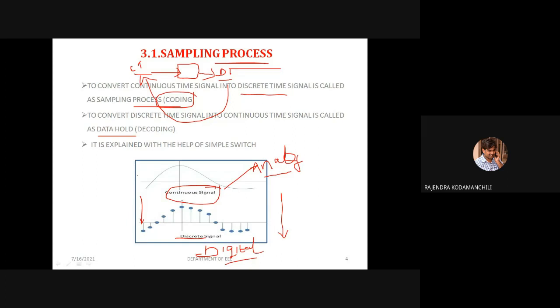The point is very simple. Sampling process means, as we all know, whatever signals are available around and surrounding us are continuous in nature. Here, it is continuous in nature. Now this continuous-time signal is converted into a discrete-time signal. Discrete means I represent the signal with a dotted line here, and in the dotted line, this is the output we get.